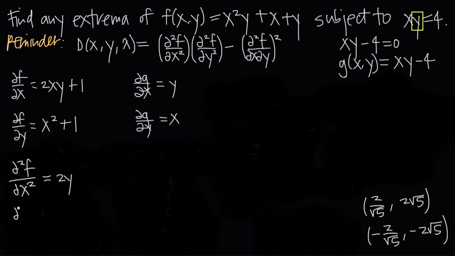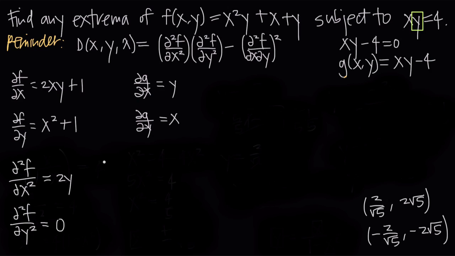Then our second order partial derivative with respect to y, we'll start with the first order partial derivative with respect to y and take the derivative of this with respect to y. Well, there are no y variables involved, so when we take the derivative of x squared plus 1 with respect to y, the result is just going to be 0.